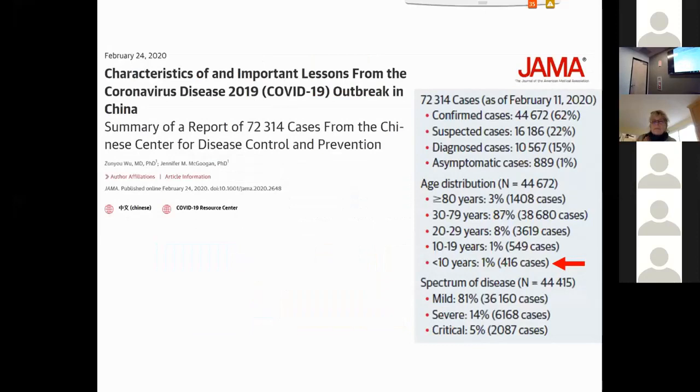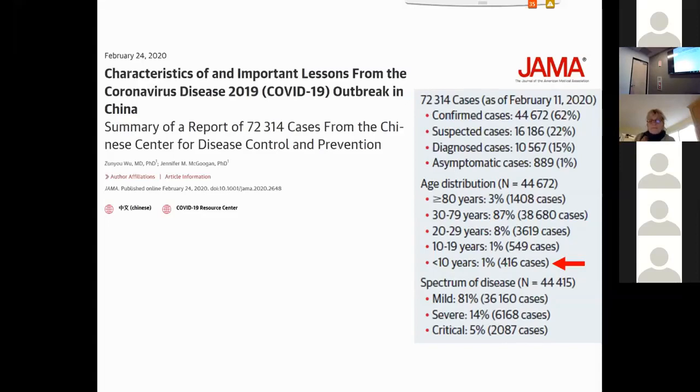And this is a report from the Journal of the American Medical Association, which summarized a report that actually came out from the Chinese Center for Disease Control and Prevention. And there are a couple of key things. This was an overview of the first 72,314 cases in China. Confirmed cases, 62%, suspected cases, 22%, diagnosed cases at 15%, and then asymptomatic 1% of their cases.